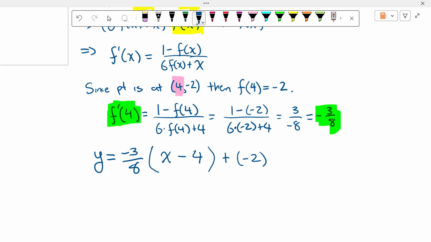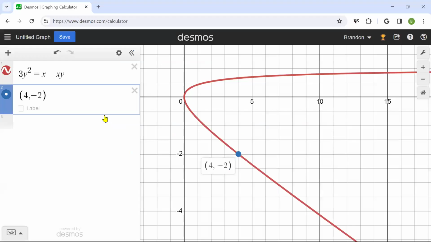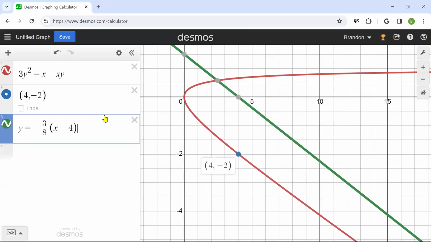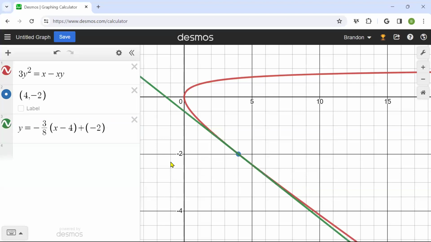That's the equation of the tangent line, and what better way to finish up class here than by confirming that we didn't do it completely wrong. All right, so what did I get here? y equals -3/8 times x minus 4 plus that -2. Bam, there it goes right through it. We did it. Yeah, we found the equation of a tangent line.